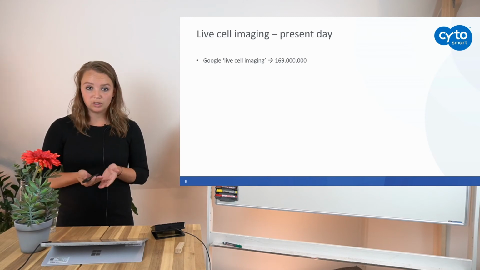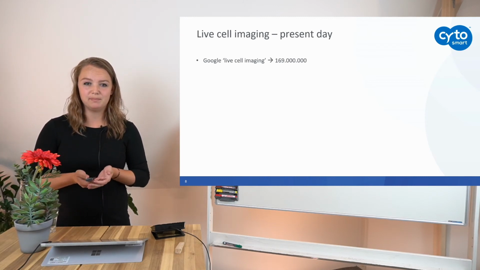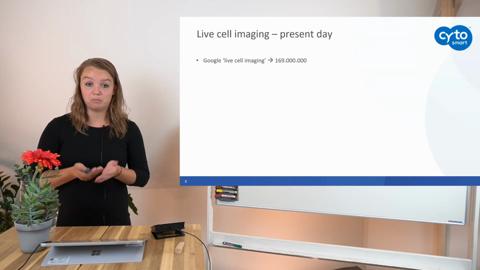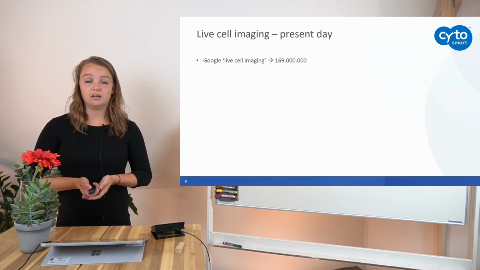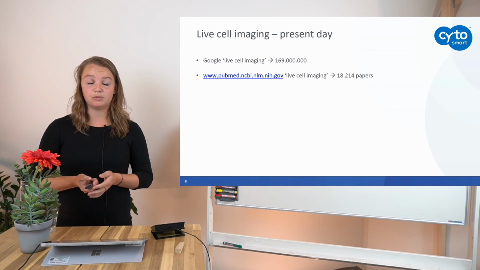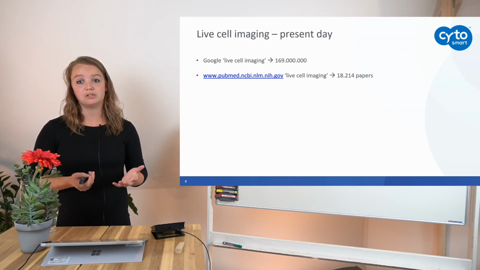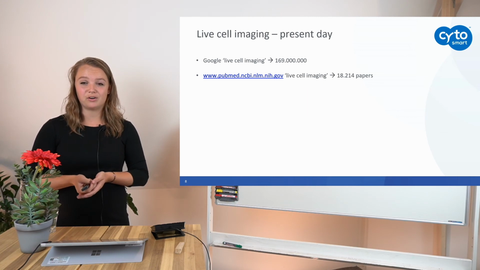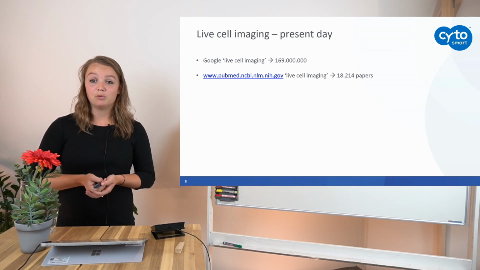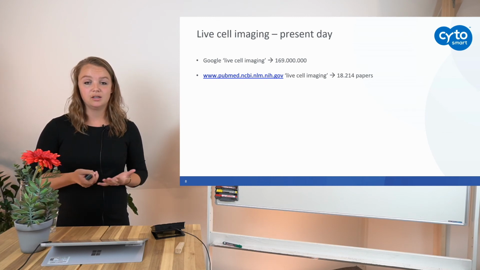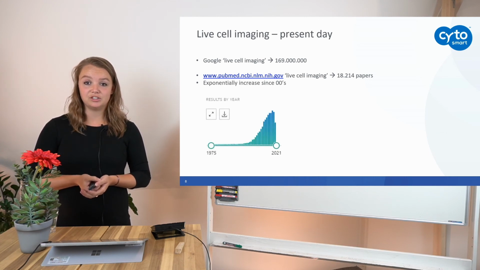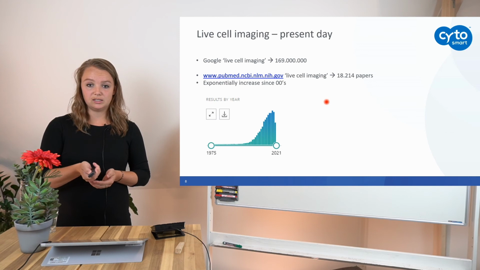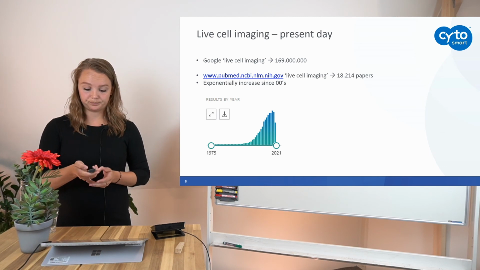If you now Google live cell imaging, you will get 169 million hits in 0.3 seconds. So in a short amount of time, you get a huge number of hits. If you look now at PubMed, which is a website for scientific papers, and you type in live cell imaging, you'll see that there are 18,214 papers about live cell imaging. So there's really a lot of research going on in that field. And it has also increased exponentially since the 2000s. So this is the year, here are the 2000s, and you'll see that it just exponentially goes up.